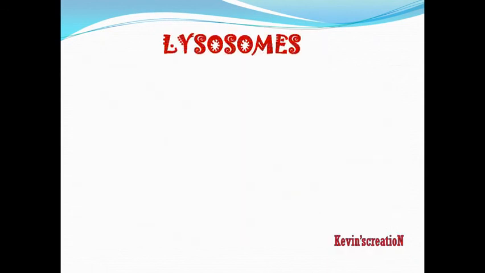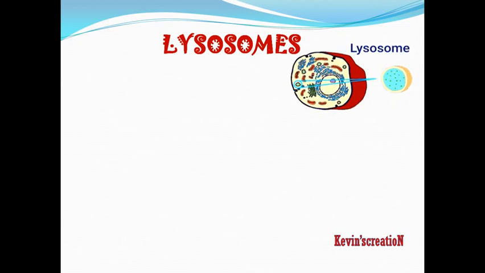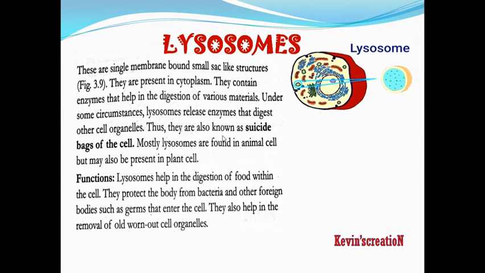Next we have lysosomes. These are very, very interesting cell organelles. Now here you can see this is a cell. A small structure is there, and this is called a lysosome. This is surrounded by a single membrane, bound by a single membrane. So these are small sac-like structures. This is one sac-like structure. They are present in the cytoplasm.